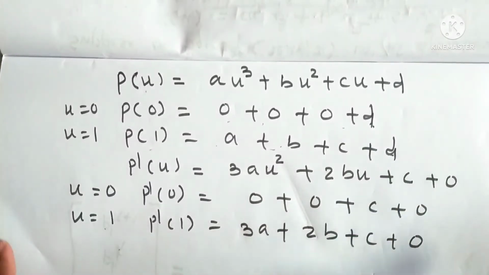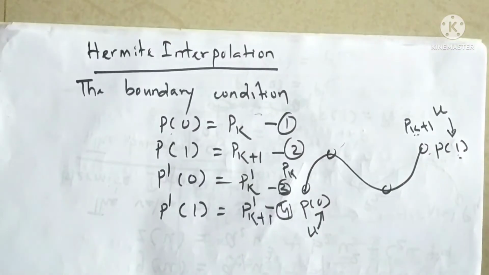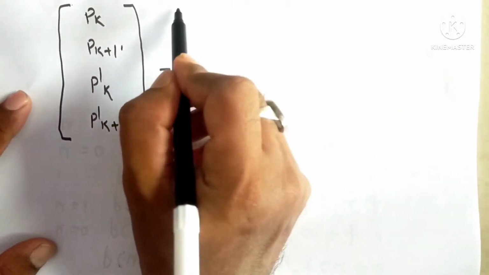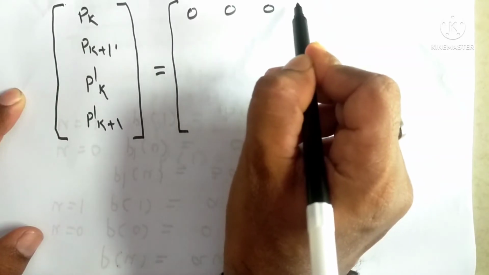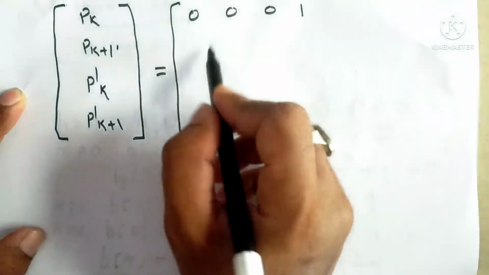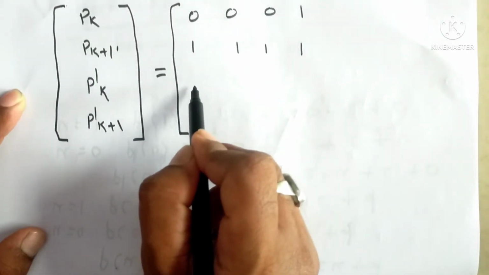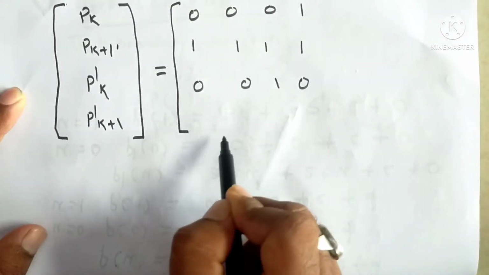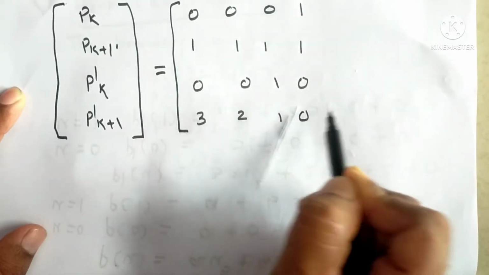So your P0 equals to Pk. Now we can write that, we can write here 0, 0, 0, 1, 1, 1, 1, 1. Then here I can write that 0, 0, 1, 0, 3, 2, 1, 0.